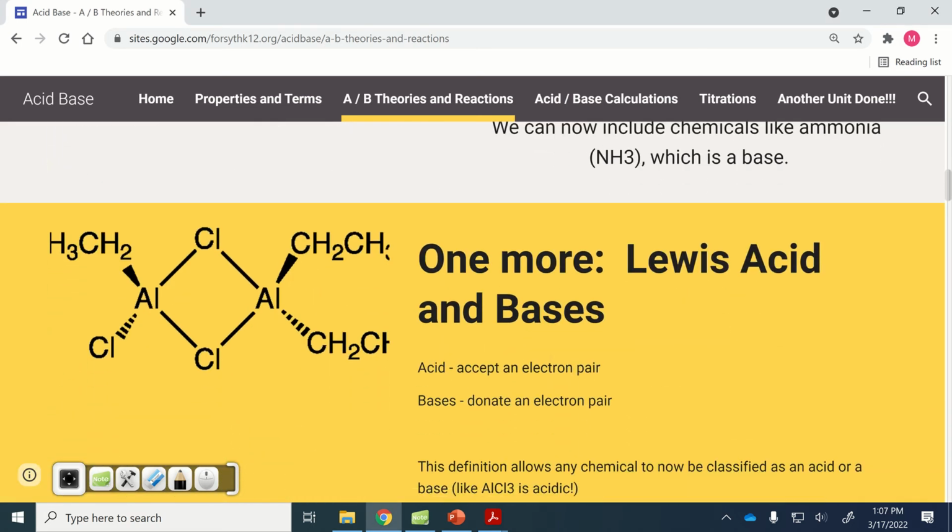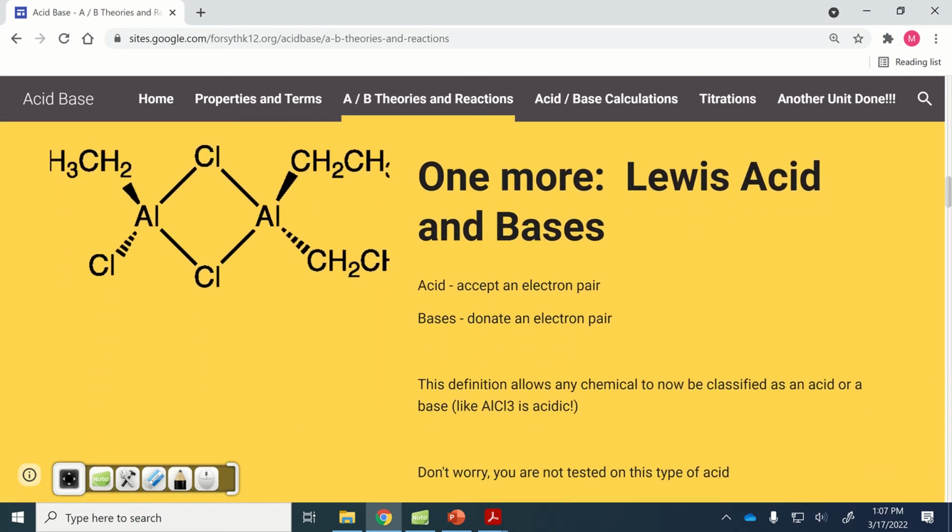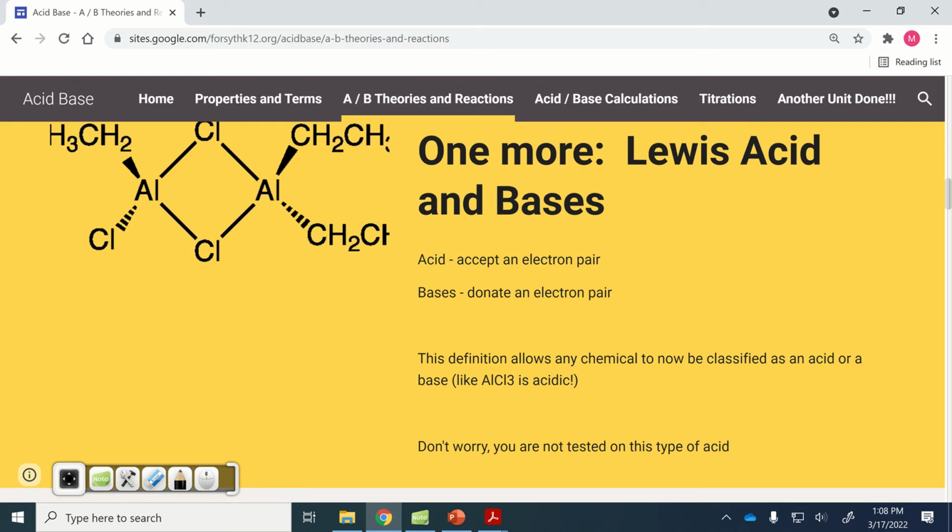Now there is one more definition that I just want to mention, at least make you know, but I'm not going to test on this one. And that is the Lewis acid base definition. This one actually is the most complete theory or definition for acids and bases, because now you can talk about any chemical. We get rid of the hydrogen dependency and instead look at the electrons, which all elements have. So it turns out an acid is a chemical that will accept a pair of electrons into it.